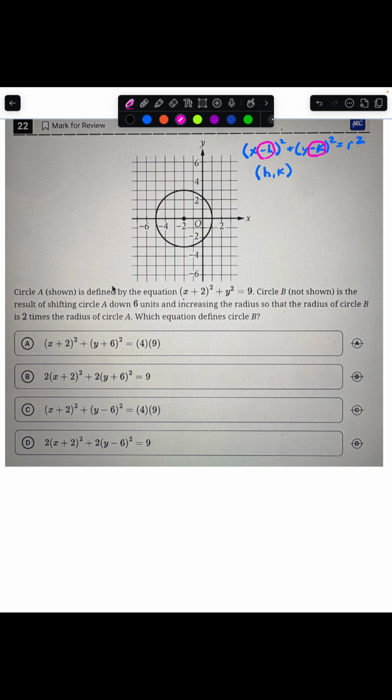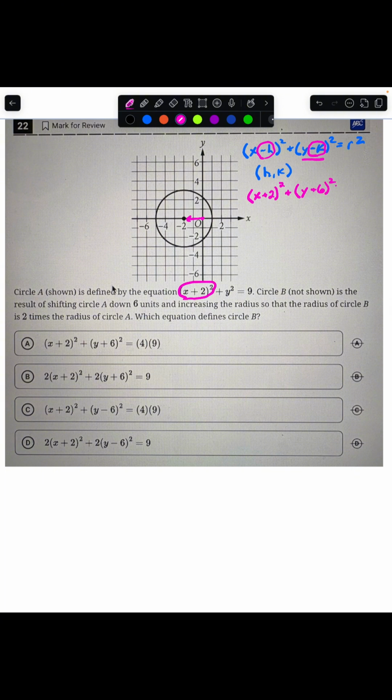If we look, for example, in our equation here, we have an (x plus 2) squared. What that means is we went from the origin and we actually went to the left by 2 units. So in this standard form, negative means going to the right, positive means going to the left. And for the y variable, negative would mean going up, positive would mean going down. So since we know that we did not change the x variable, we know that portion of our equation would not change. We also know that we shifted our circle down by 6 units, which means we have to actually add 6 to the y variable.